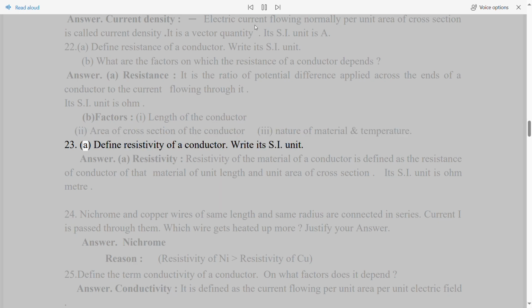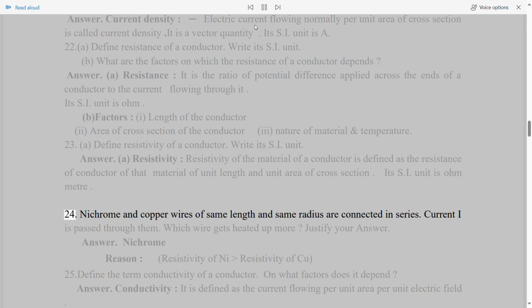23. A. Define resistivity of a conductor. Write its SI unit. Answer. A. Resistivity. Resistivity of the material of a conductor is defined as the resistance of conductor of that material of unit length and unit area of cross-section. Its SI unit is ohm meter.